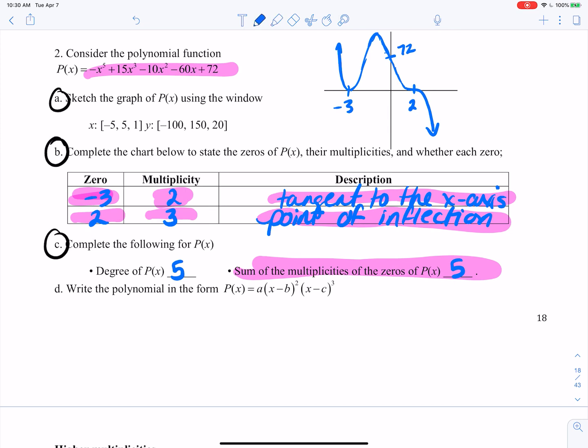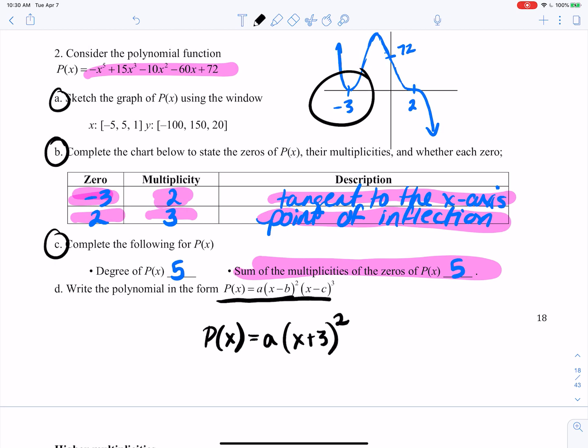So what we're going to do, first step, is write the equation of the polynomial in this form. Well, we don't know what the a value is yet, so we're just going to leave that as a. But I know that x minus b squared, it has to be that 0. So this is going to be x plus 3 squared, because it's a point of tangency. And this is going to be x minus 2 cubed because of this 0. It's cubed because it's a point of inflection.